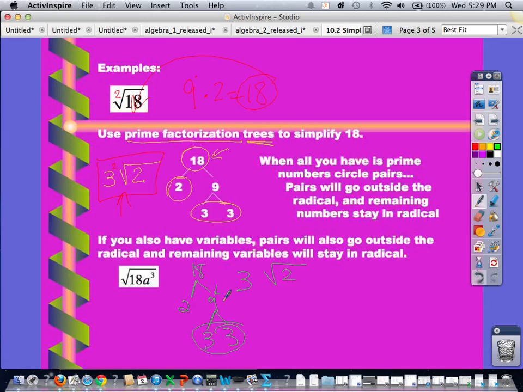I also have a to the third, which is really a times a times a. All right, because I'm working with square roots, I need to take out a pair of a's.